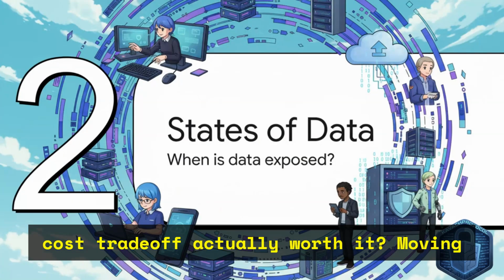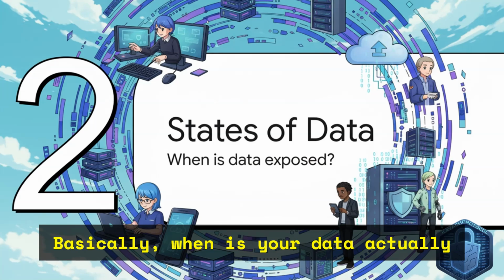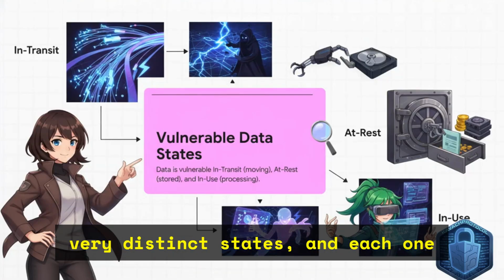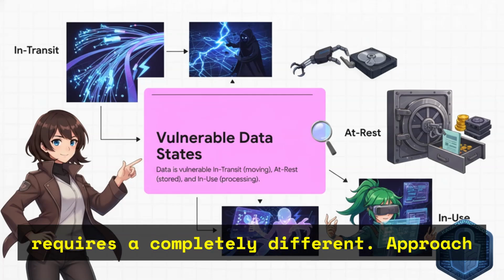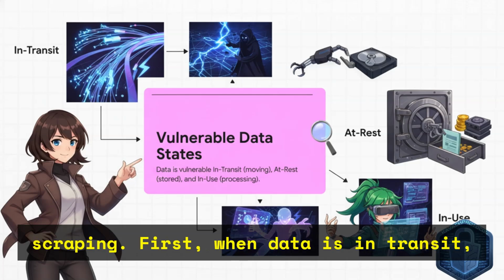Moving on to part 2, 3 states of vulnerable data. Basically, when is your data actually exposed? So data is vulnerable in 3 very distinct states, and each one requires a completely different approach to protect against eavesdropping, physical theft, or active memory scraping.